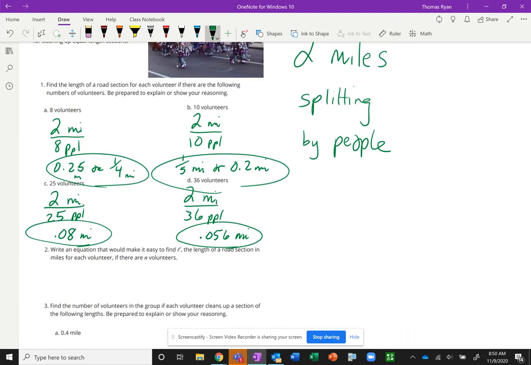So here, since we know the amount of 2 miles getting split up by different people, part 2 is asking us, can we write an equation that makes it easy to find the length given the number of people? Well, that's what we were doing. The length is 2 miles divided by the number of people. So the length that we're cleaning up, lowercase cursive l, is the 2 miles divided by however many people. In this case, we'll keep it as n because that's for any number of people. So if we want to find the length, we want to set the variable equal to length.